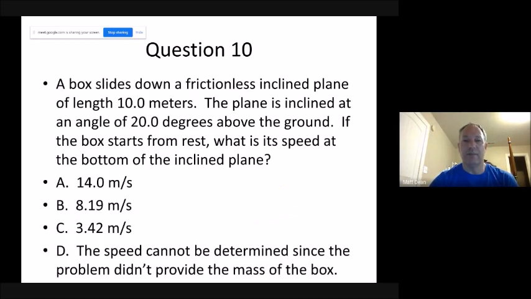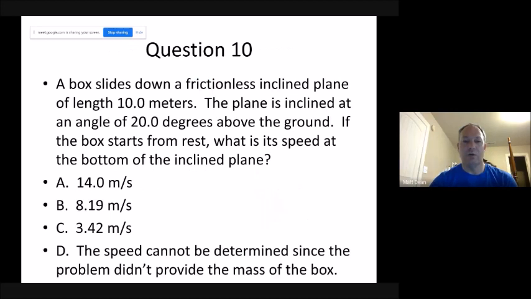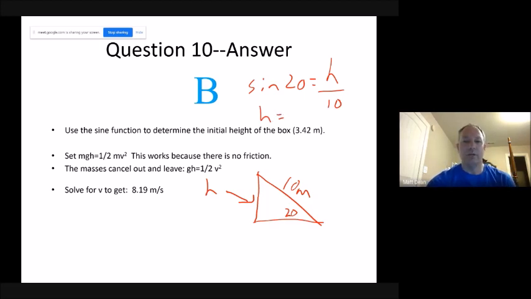So the length of our plane is 10 meters. So this side is 10 meters. The angle is 20 degrees above the ground. Let's first of all find the height. We're going to say sine of 20 equals opposite, which is h, over the hypotenuse of 10. When we do the work on that, our height is going to be 3.42 meters.